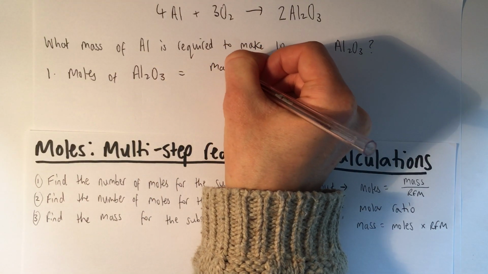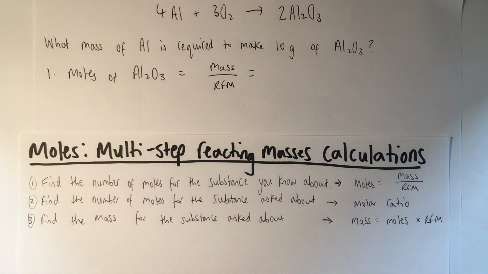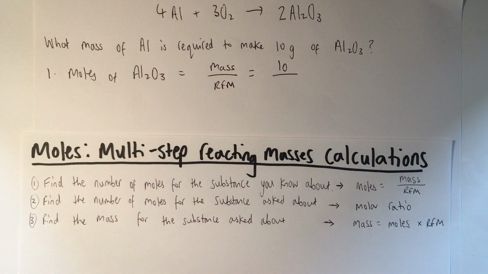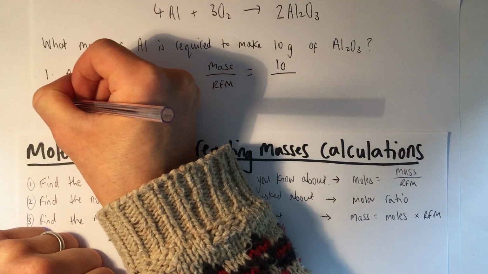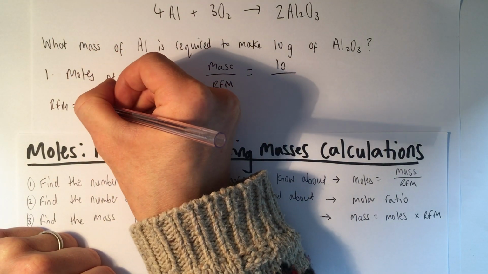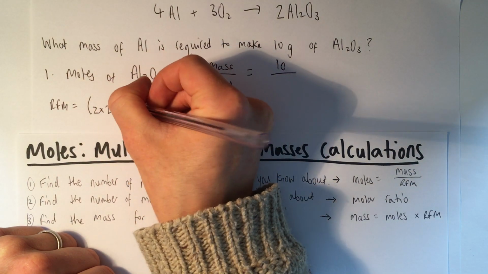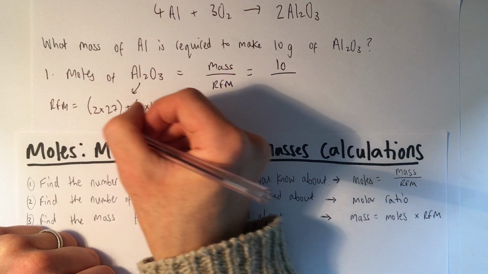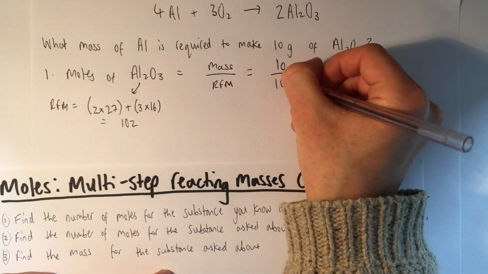is mass divided by the relative formula mass. Write it out in full every step. The mass that we've been told is 10 grams of it, so that's 10. And the relative formula mass is going to be, so let's work this out here. There's 2 lots of aluminium in it, so 2 lots of 27. And 3 lots of oxygen, so 3 lots of 16. And that gives us a total relative formula mass of 102. Okay, so 10 divided by 102.